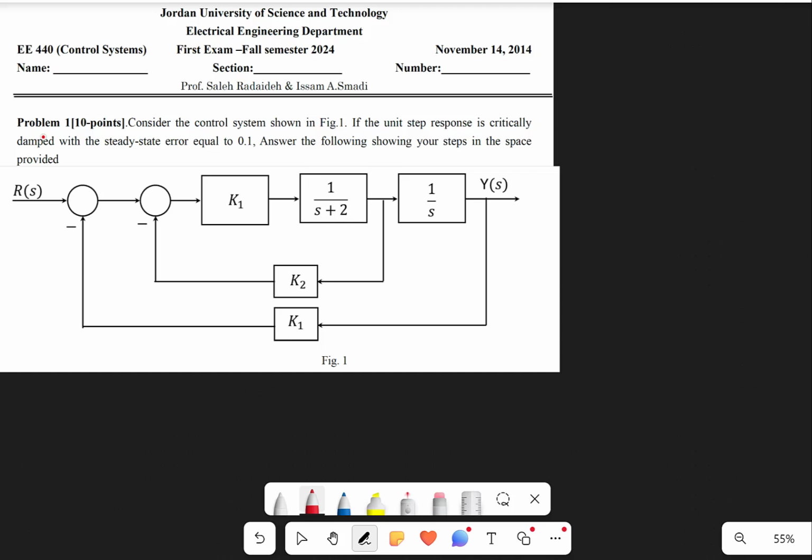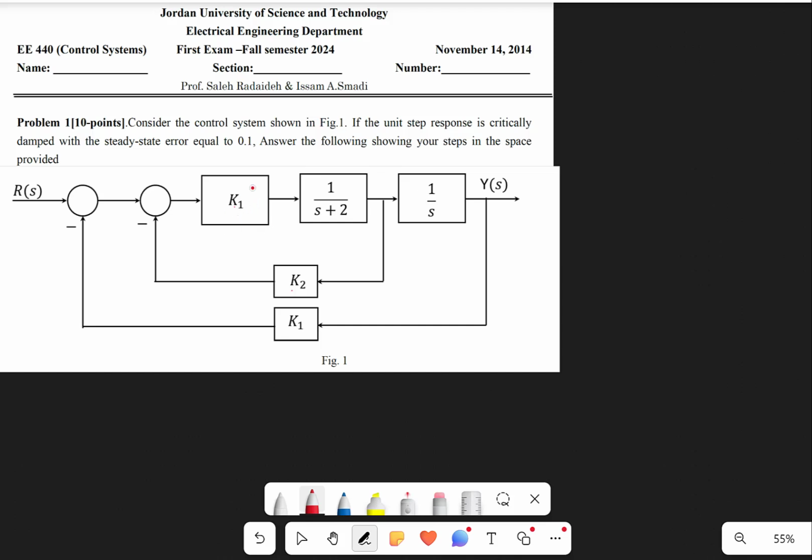So we have here the first problem. Consider the control system shown in this figure. If the unit step response is critically damped with the steady state error equal to 0.1, we need to find K1, K2, and the unit step response y of t.